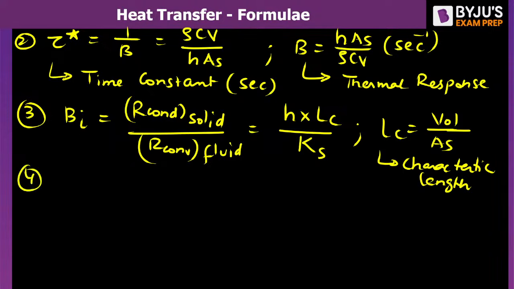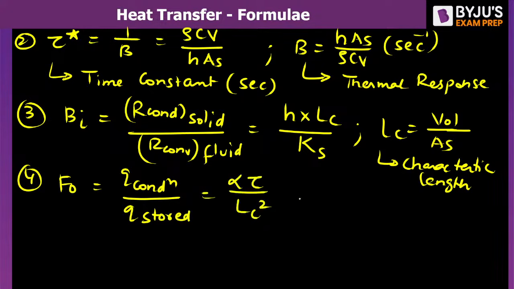And the next dimensionless number is called the Fourier number. What is the Fourier number? It is the ratio of Q conduction upon Q stored. The ratio of conductive heat transfer rate to the rate of thermal energy stored in the system. So it is given by alpha tau by Lc squared. Lc is the characteristic length, which is volume per unit area.